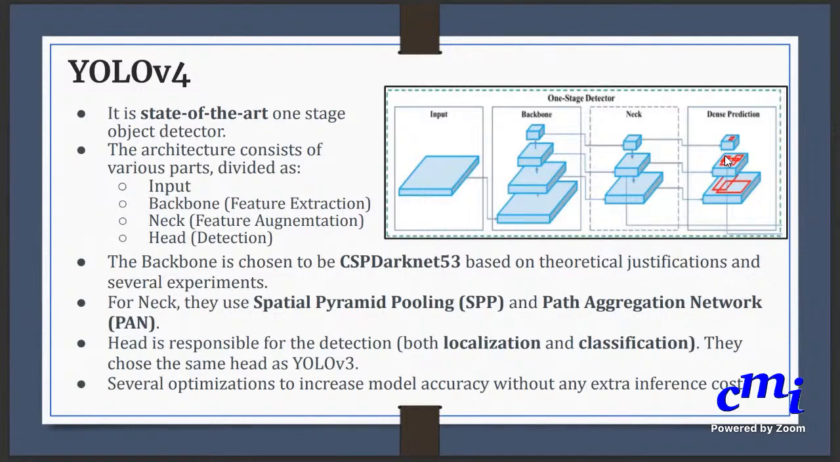And for the neck, basically what the neck does is it is used to extract different feature maps from different stages of the backbone.